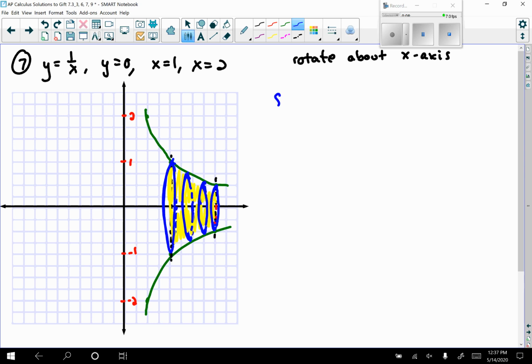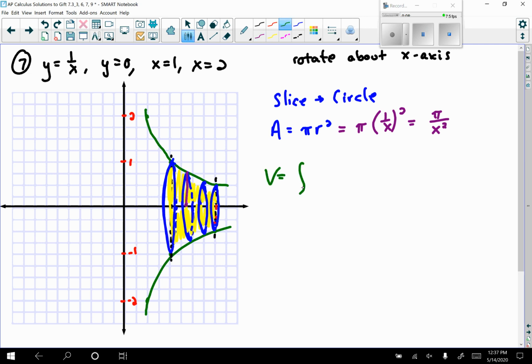All right, so again, each slice is a circle. The area is pi r squared. In this case, each radius again goes up to the y value, which is 1 over x. So then this becomes pi times 1 over x squared, which is just pi over x squared. And then our volume is going to be the integral from 1 to 2.